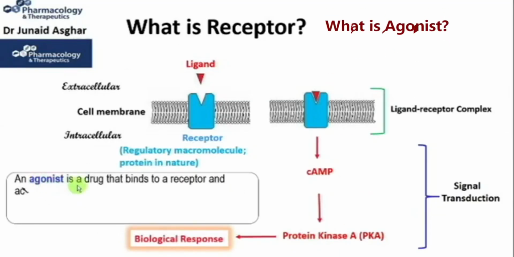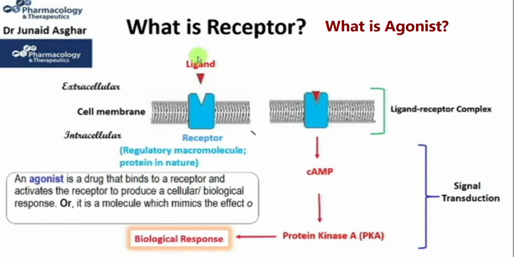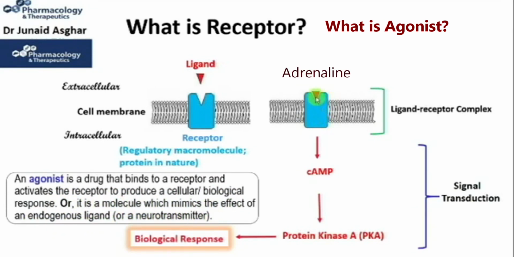Now, an agonist is a drug, or a ligand, that binds to a receptor and activates the receptor to produce a cellular or biological response, or it is a molecule which mimics the effects of an endogenous ligand or a neurotransmitter. If adrenaline is your ligand here, it will bind to its receptor and will activate the pathway exactly in the same fashion as shown here.